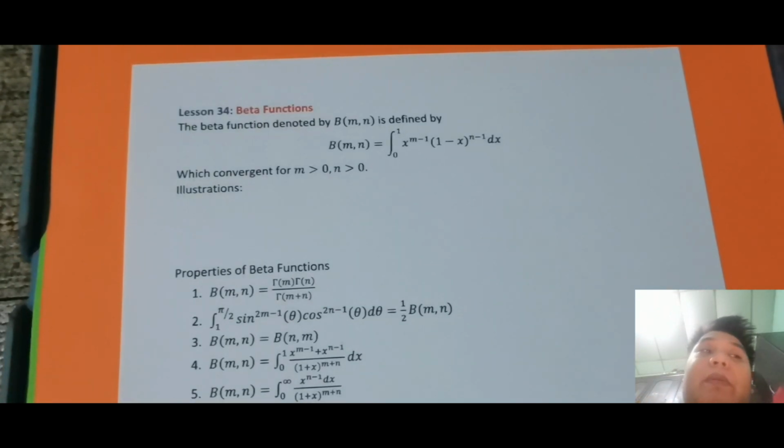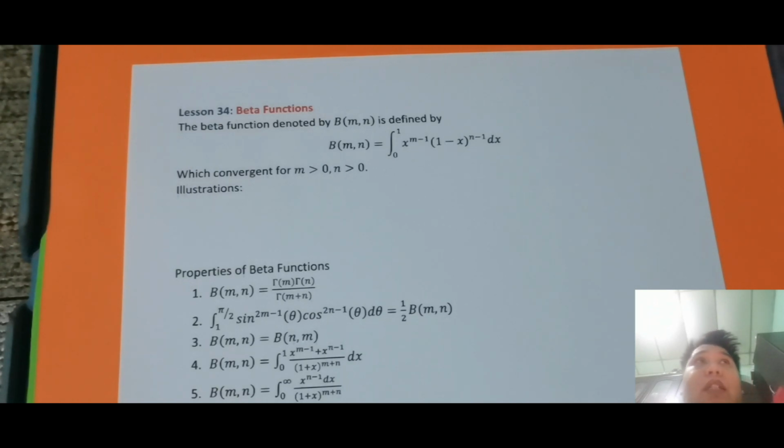So ito na yung pinaka-last topic natin para sa Advanced Calculus. Pasensya na kasi napakahaba nitong topic na to. Napakahaba nitong video na to kasi malawak yung topic. Hindi ko na siya nagawan ng paraan para paghatiin. So, I guess karugtong din naman siya ng ating gamma function.